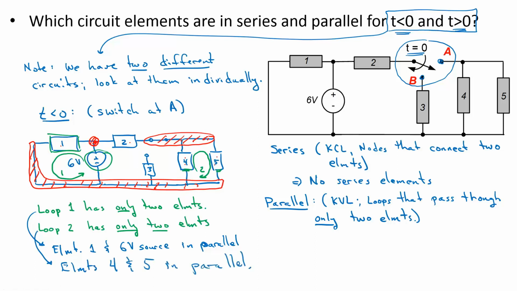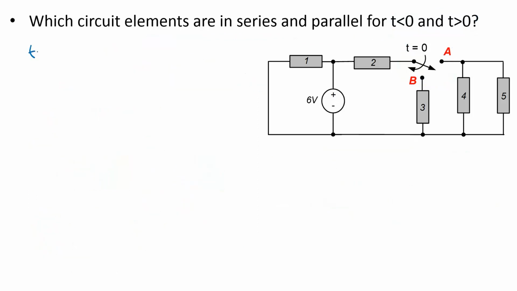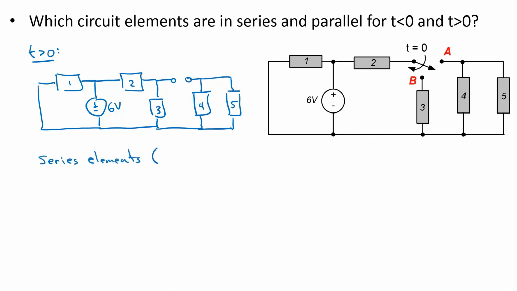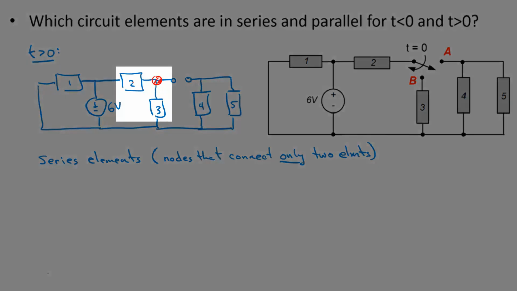Now let's redo the problem with the switch in position B. For t greater than 0, first I'll redraw the circuit with the switch in the correct position. The switch now connects elements 2 and 3 and is an open circuit between these two terminals. Let's look for series elements first. So what I'm trying to do is identify nodes where only two elements are connected. This node here now only connects elements 2 and 3.